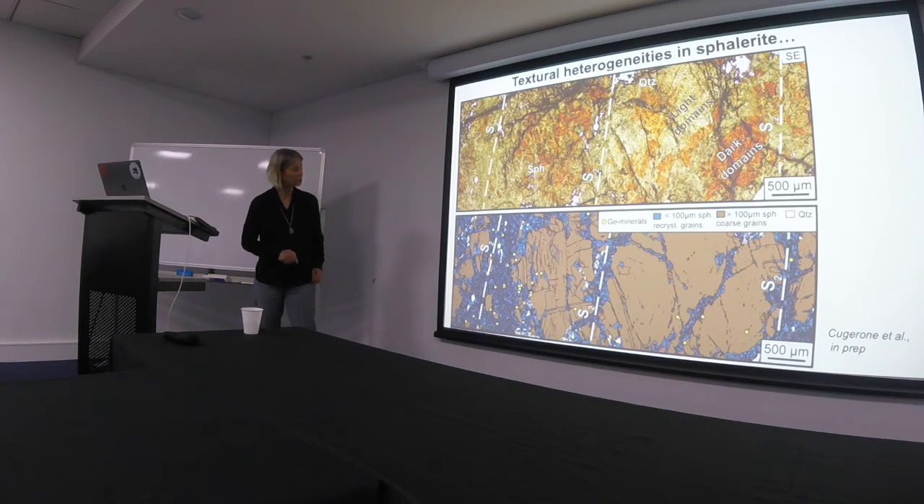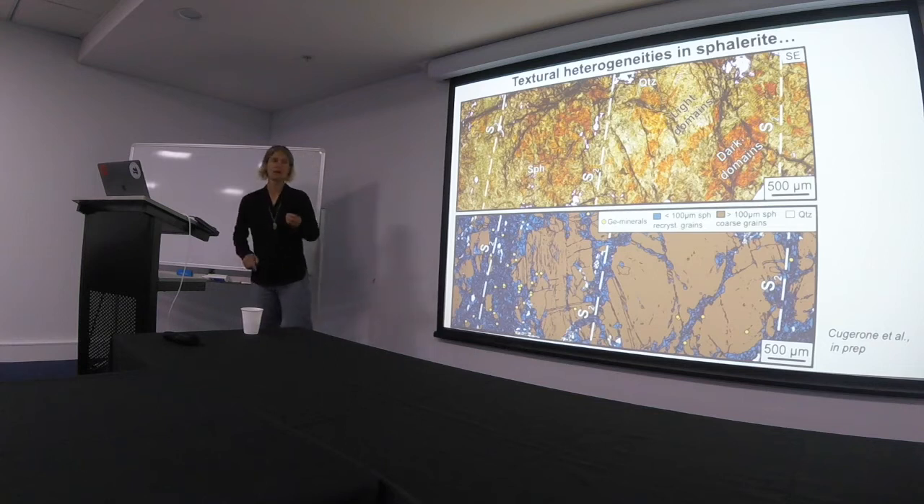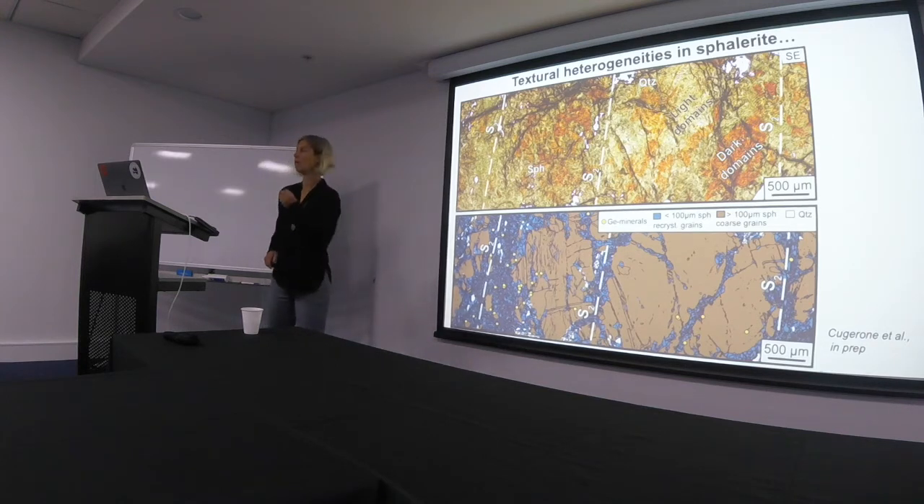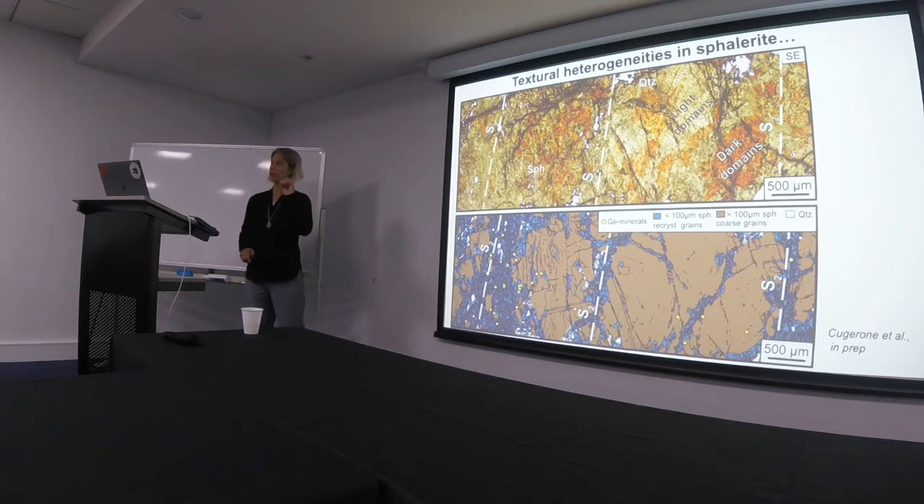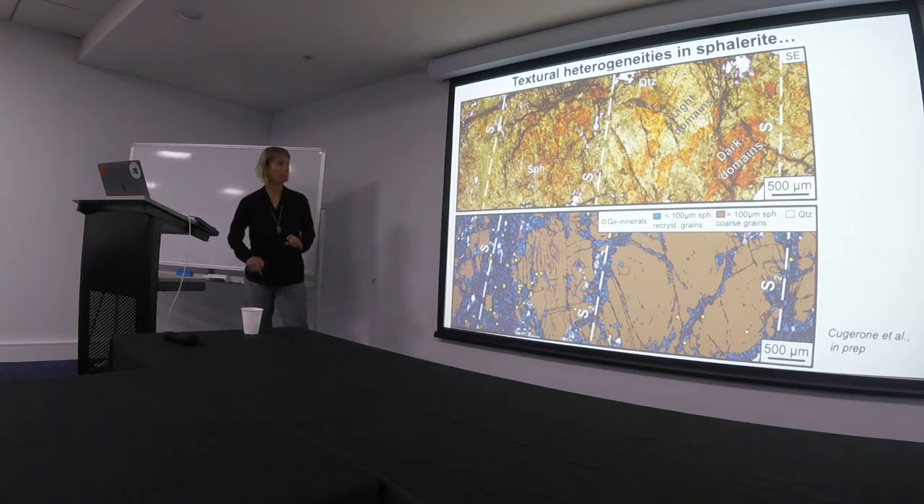And in yellow are spotted the different germanium minerals we have found, like argutite, which is a germanium oxide, or carboborite. I will show you some zooms to see the textural relationships of these minerals with the surrounding sphalerite in the next step. Now they are very, very small. This is 500 microns, so we can just spot them. So two different kinds of grain size: large sphalerite grains, which are colored here in brown, and small sphalerite grains, which are here colored in blue. So two grain sizes of sphalerite.